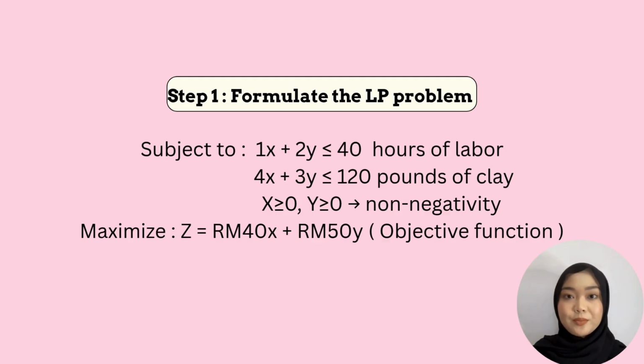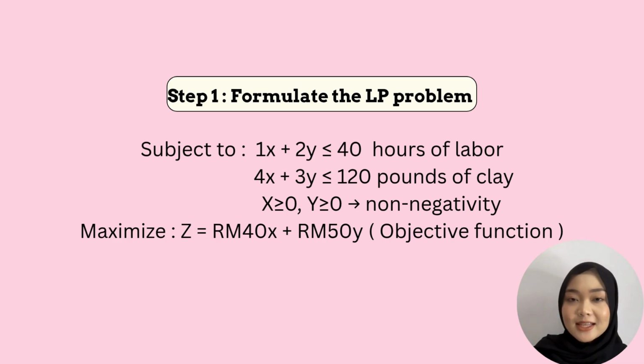So for step 1, problem formulation. For the decision variables, we are analyzing a Claycraft Studio that produces 2 products, which are bowls and mugs. So we define x as the number of bowls produced, and y as the number of mugs produced. These are the values we want to determine.